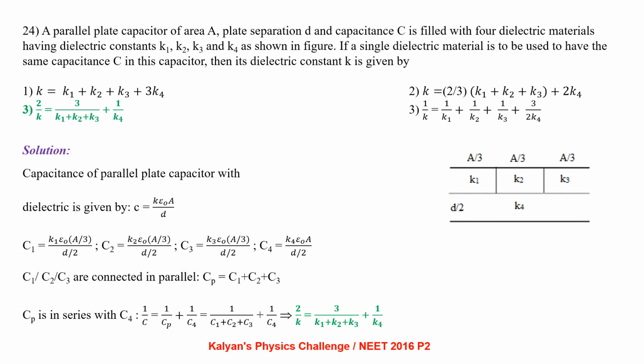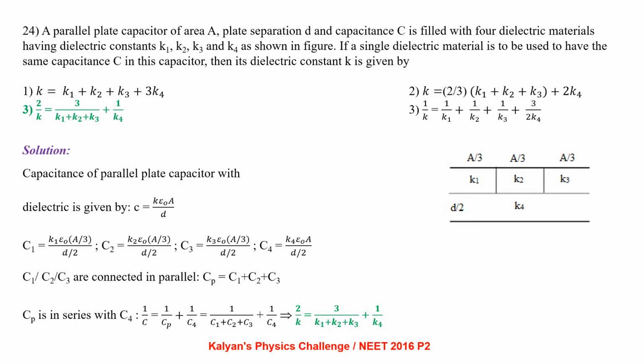A parallel plate capacitor of area A, plate separation D and capacitance C is filled with 4 dielectric materials with dielectric constants K1, K2, K3 and K4 respectively as shown in the figure. If a single dielectric material is to be used to have the same capacitance C, then the dielectric constant of that single material should be. Capacitance of a parallel plate capacitor with a dielectric is given by C = Kε₀A/D, where K is the dielectric constant of the material.